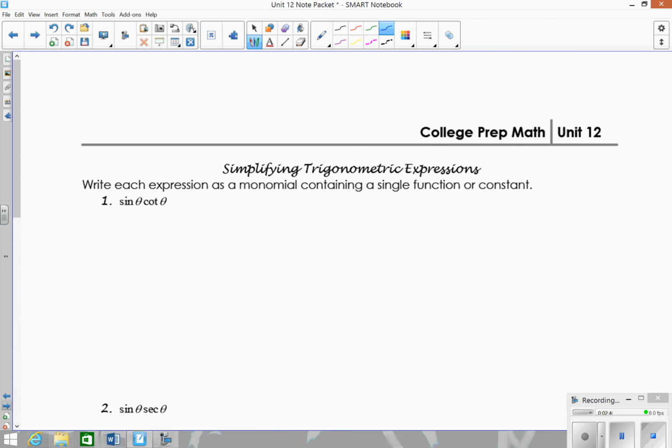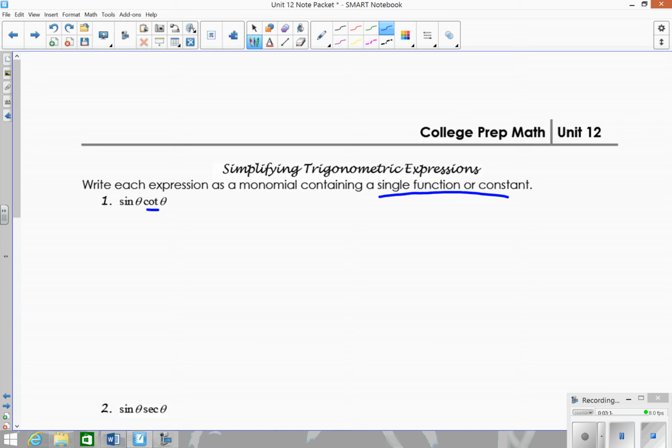The first thing is going to be simplifying trig expressions using these identities. If you're given some type of expression, for example, sine theta times cotan theta, we want to simplify it so that it's only containing a single trig function or a constant. So what that means is I need to make this so that it's only one trig function. First thing is I know cotan is either 1 over tan or cosine over sine.